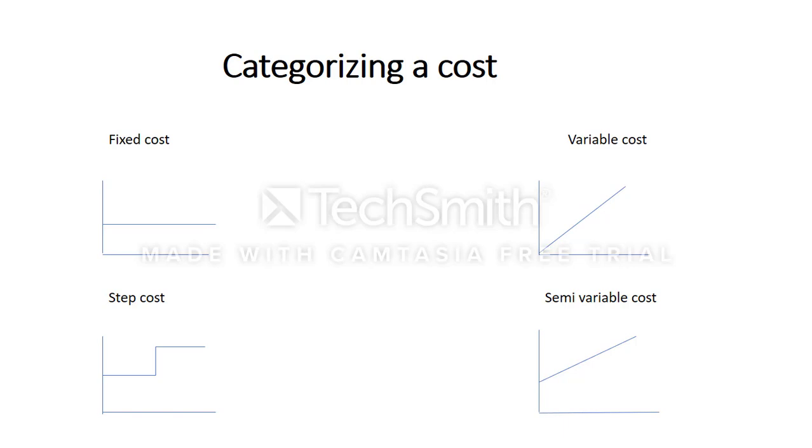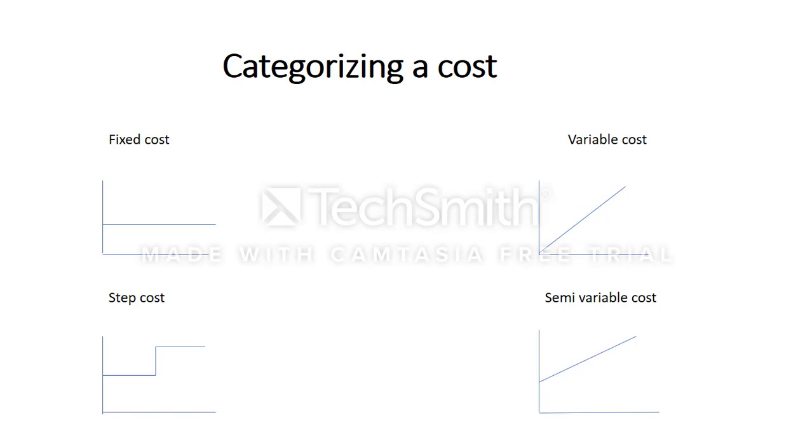For example, you can produce 300 units with 3 workers, but if you want to produce 301 units, you need 4 workers. So now moving on to semi-variable costs. These costs consist of a base amount which is always incurred, regardless of the volume level, plus a component which increases linearly as volume increases.